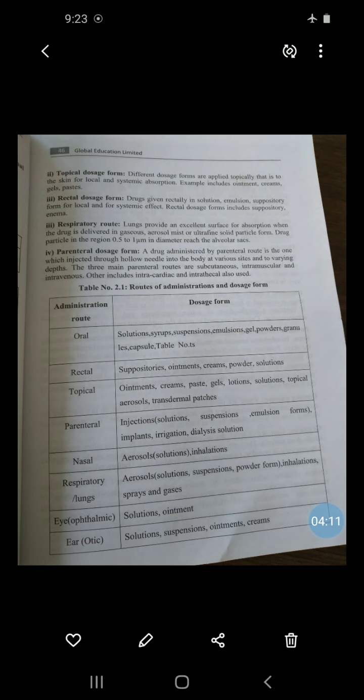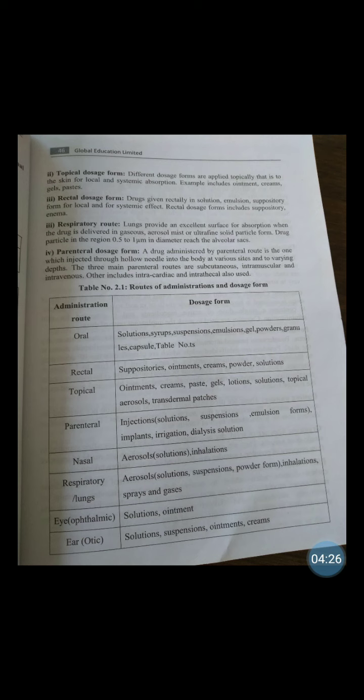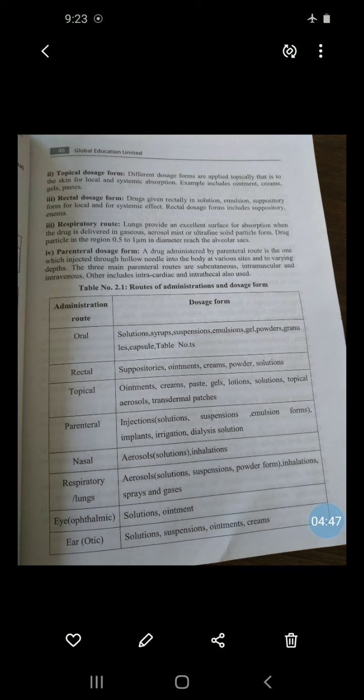Then parenteral dosage form, where the drug is given by the parenteral route. The parenteral route is one in which the drug is injected through a needle into the body. There are three main parenteral routes: subcutaneous, intramuscular, and intravenous. This is the classification of dosage form on the basis of route of administration.